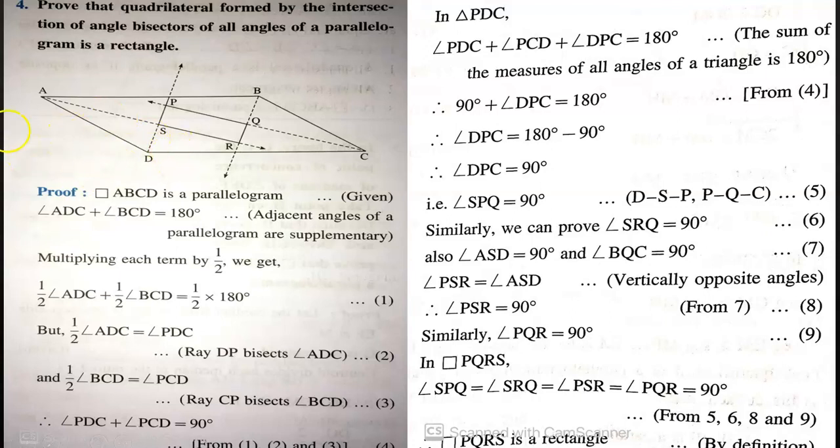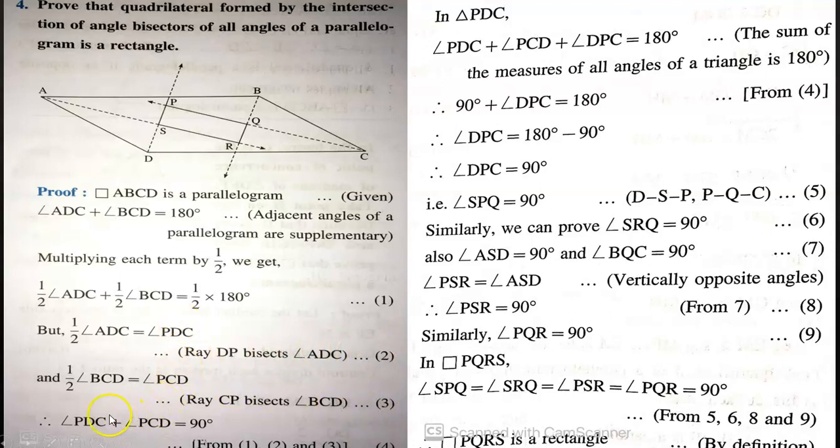Let us start. Given information is quadrilateral ABCD is a parallelogram. So I can say that angle ADC plus angle BCD is 180 degrees because they are adjacent angles, and we know that adjacent angles in a parallelogram are supplementary. Now I am just multiplying that statement by half. So we get half of angle ADC plus half of angle BCD is equal to half of 180 degrees. Now if you look over here, half of angle ADC is PDC because PD is an angle bisector. Similarly, half of BCD is PCD because PC is the angle bisector. So this is my statement 1, this is 2 and this is 3.